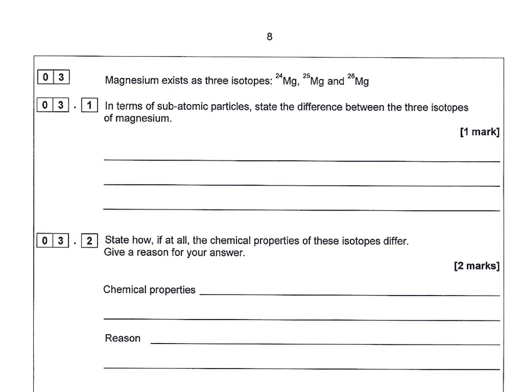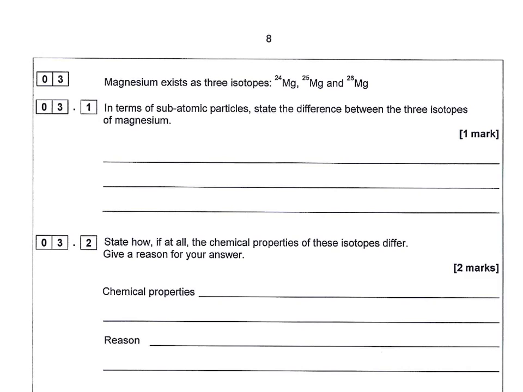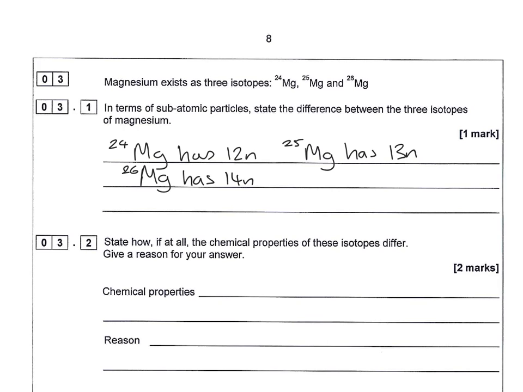Magnesium exists as 3 isotopes. In terms of subatomic particles, that's protons, neutrons and electrons, state the difference between the 3 isotopes of magnesium. So, magnesium 24 has 12 neutrons, magnesium 25 has 13 neutrons, and magnesium 26 has 14 neutrons. Or you could just say they have different numbers of neutrons.